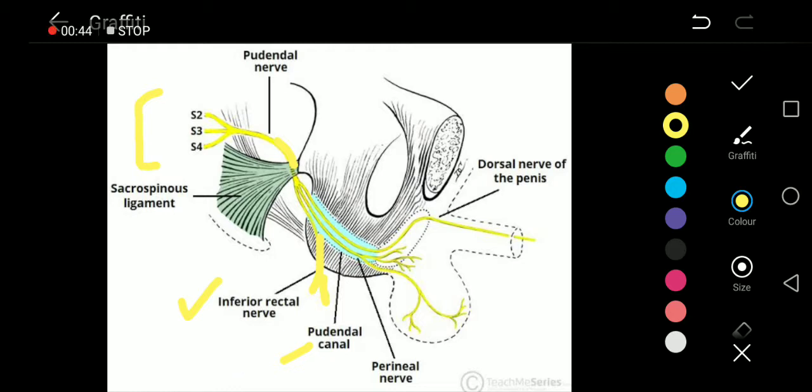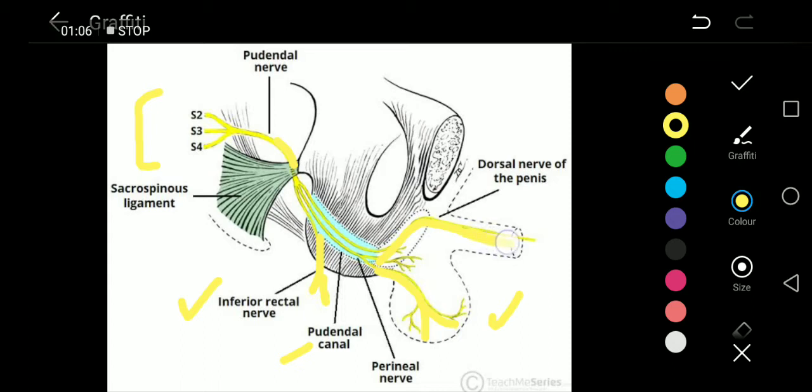And then it gives two terminal branches, one of them being the perineal nerve, which is the larger terminal branch, and the smaller terminal branch is the dorsal nerve of the penis. Talking about this perineal nerve, it divides into two branches, one of them being the labial or the scrotal branch, and the other one is the muscular branch, which is responsible for supplying the urogenital muscles.